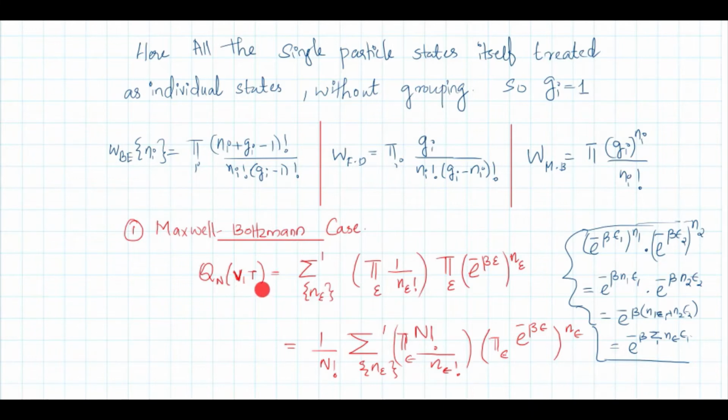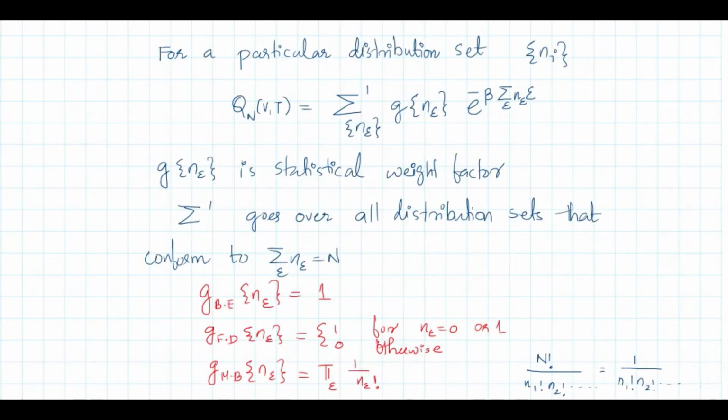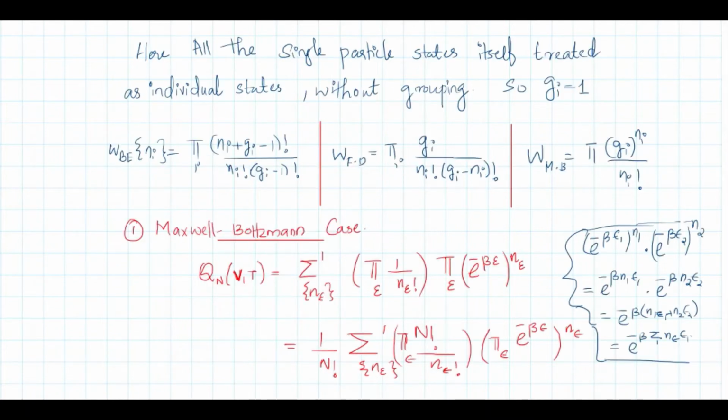Qn of Vt is equal to summation over all allowed distributions. Then this statistical weight factor, 1 by n1 factorial, n2 factorial and so on. Then you have again a product. Here actually you have an exponential of a sum. You already know that the exponential of a sum is exactly equal to the product of exponentials.